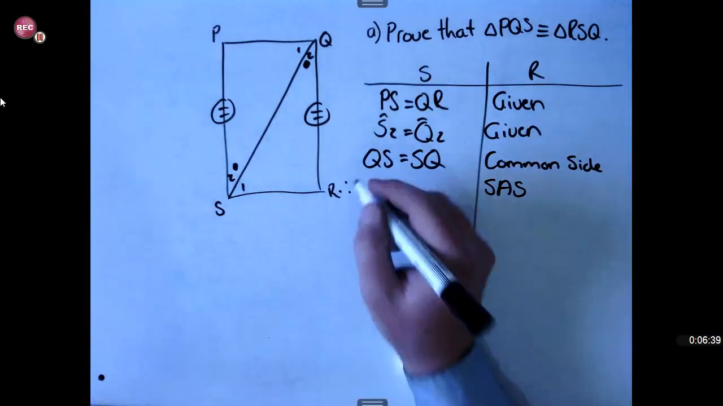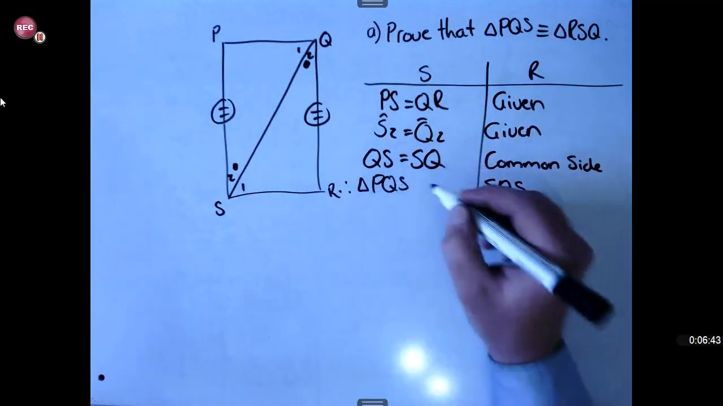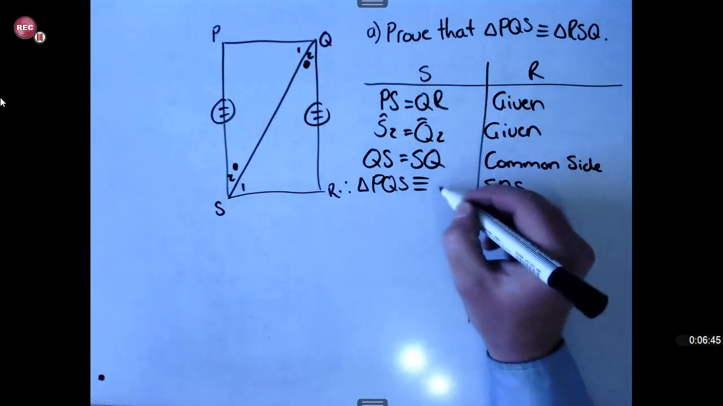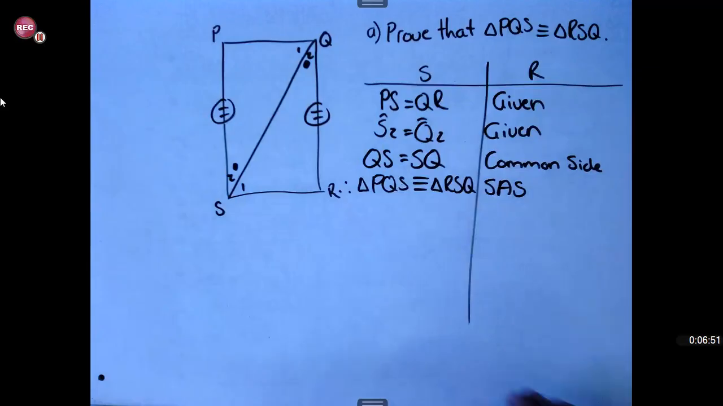So therefore, triangle PQS is congruent to triangle RSQ. And there you go. All sorted, out of the way.